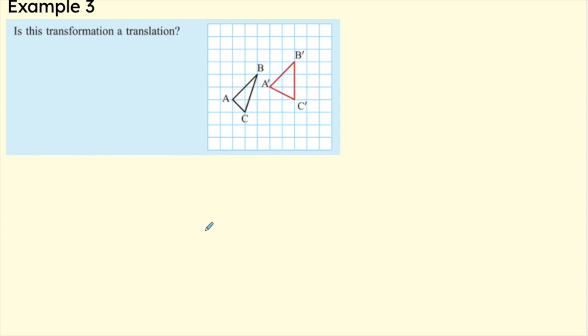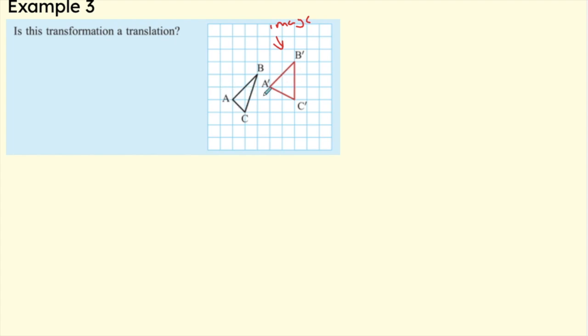Is this transformation a translation? So remember, to be a translation, each point has to have moved the same distance, so we should have the same shape. So if I look at my black triangle and my red triangle, which one is going to be my object and my image? Well, this is going to be my image. Why? Because it has the primes. It's a little apostrophe there, you can see.